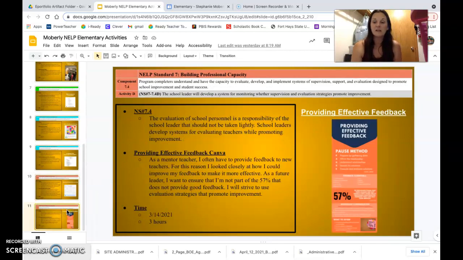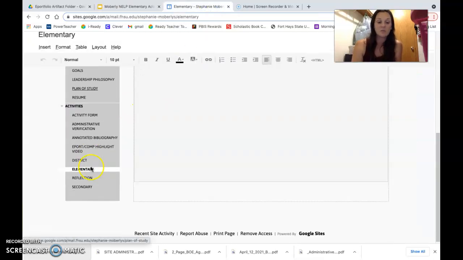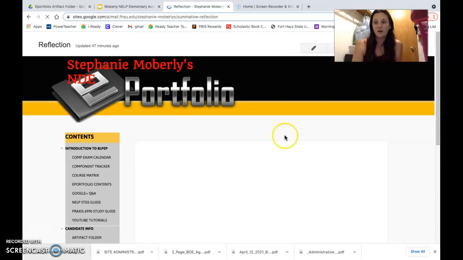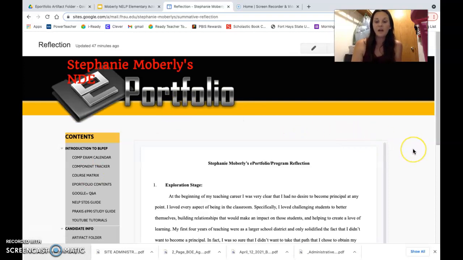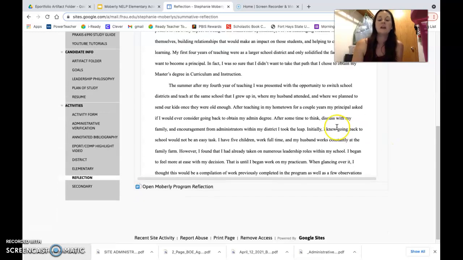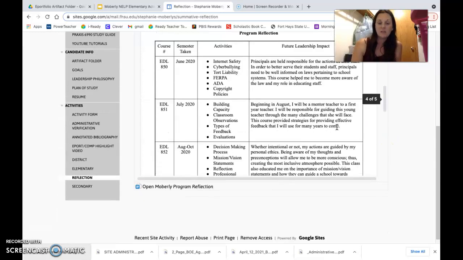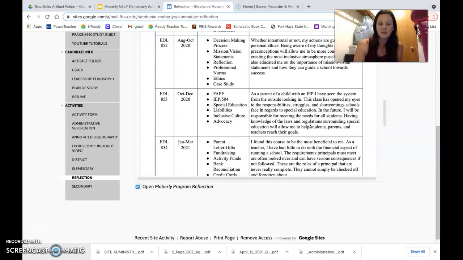And then lastly, the providing effective feedback. I loved these activities or these lessons on providing feedback. Since I'm going to be a mentor teacher again this next year, I felt like that was going to be extremely beneficial. Then lastly, you'll find my reflection, the 5 stages, and then at the very end, the table of all my courses, the activities that we did, and how that's going to impact me in the future.